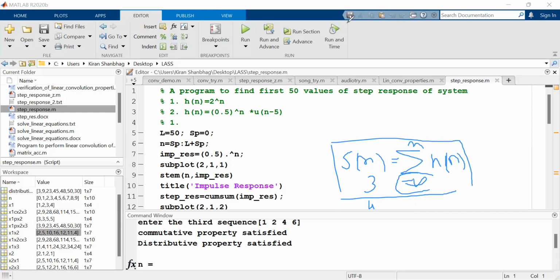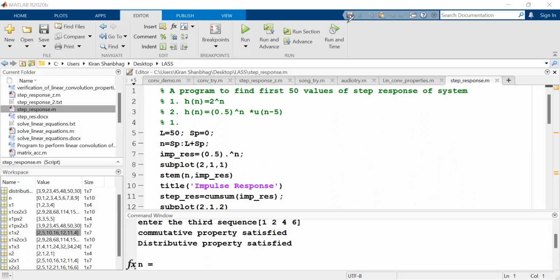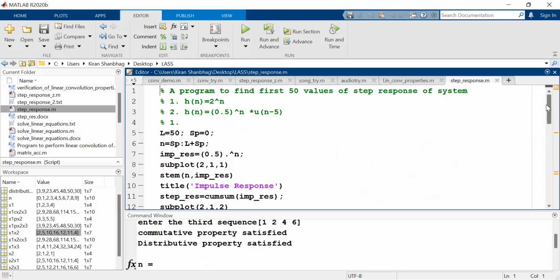Okay, so let us do this. Here is our program. Two things we will do: let us find the step response for two types of impulse responses. One is alpha to the power n. Here I have taken 2 to the power n, and we can change to 0.5 or whatever. Both are fine. Then we will take some other sequence: impulse response equal to 0.5 to the power n, u of n minus 5.